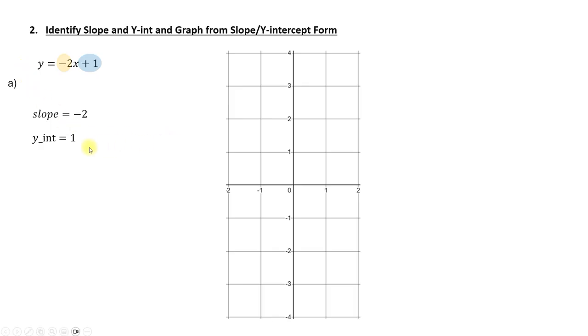We can plug in our y-intercept, plot it on the graph, and now, starting from here, we know that our slope is -2, so our rise over run is going to be -2, and our run is going to be 1. So we can plot in that second point, and then when we connect the two coordinates, we get a graph that looks like this.